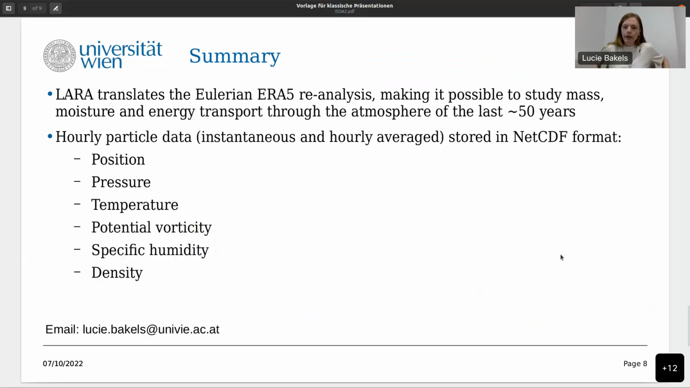So in summary, the LARA dataset is a translation of the Eulerian ERA 5 reanalysis, which will make it easier to study transport of mass, energy, and moisture through the atmosphere. And the output will be particle-based in NetCDF format and cover a range of properties as listed on the slide.